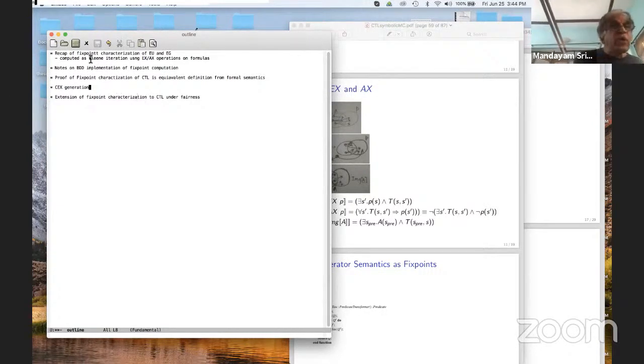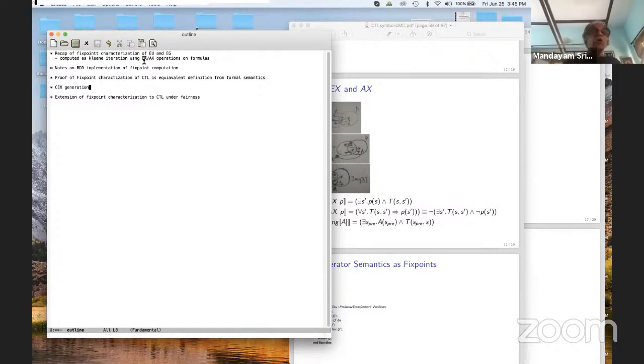So I want to do a quick recap. We were talking about fixed point characterization, which really involves defining model checking. Now we are talking about CTL model checking as using functions that manipulate sets of states, that is predicates.